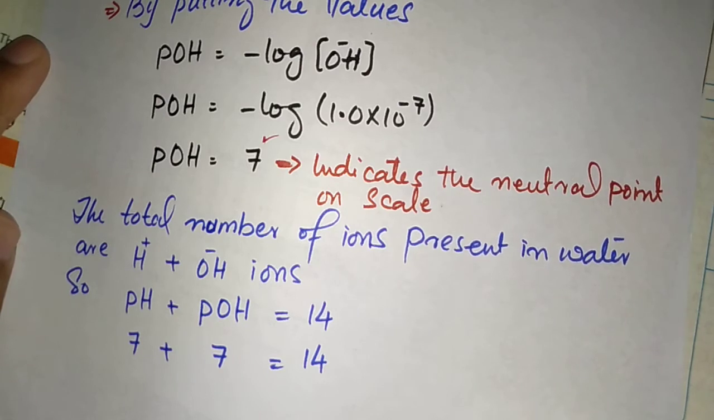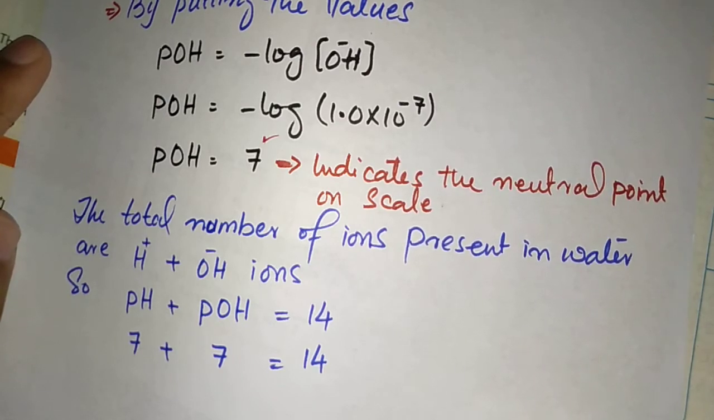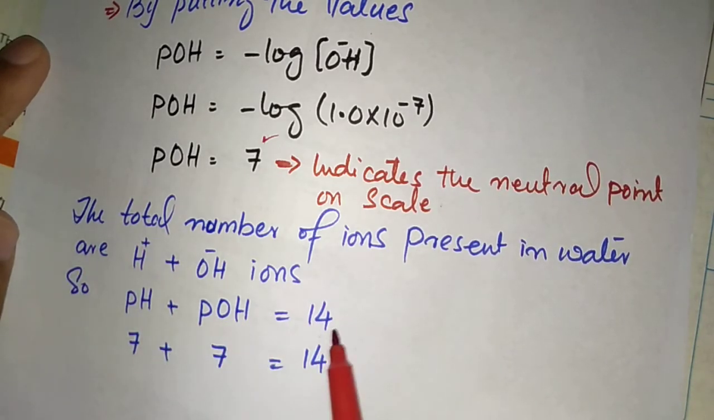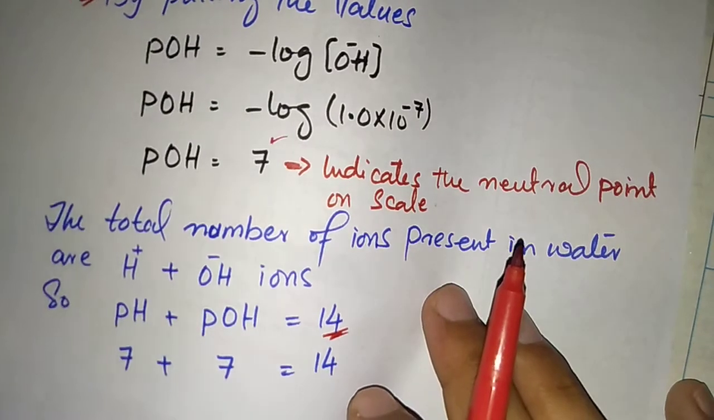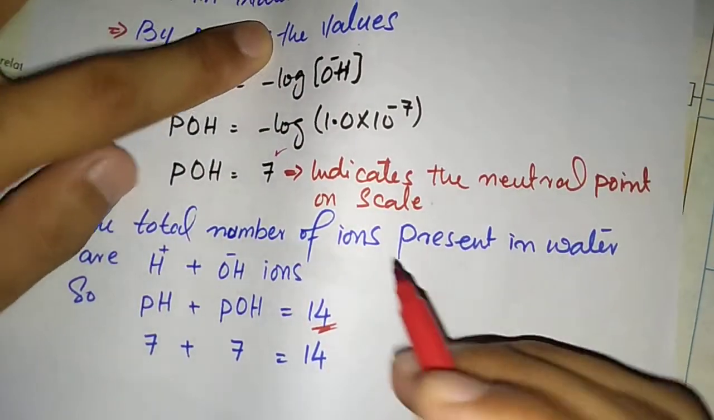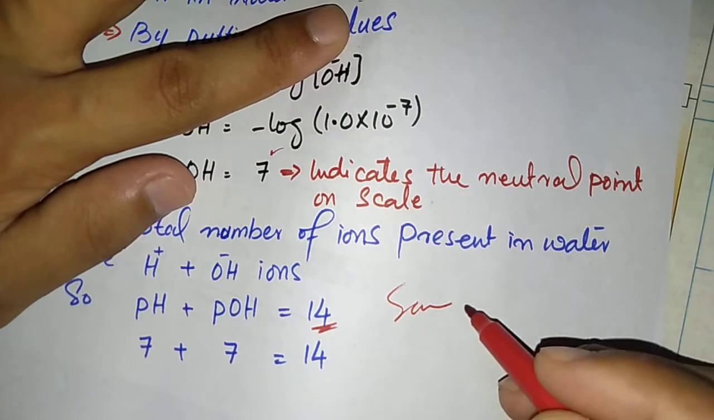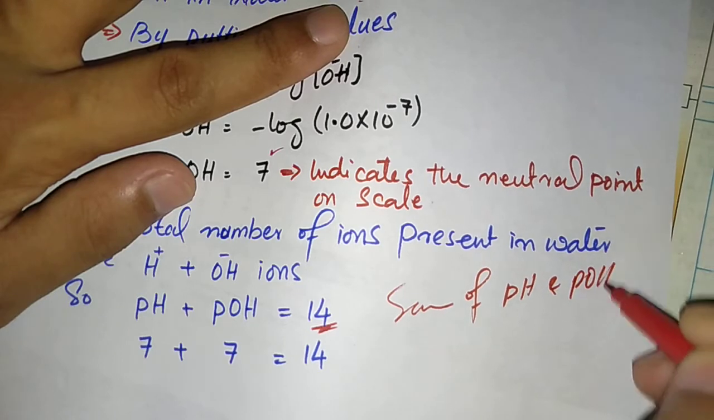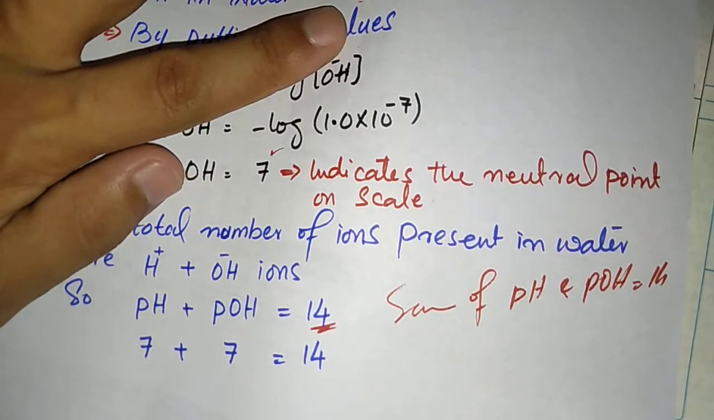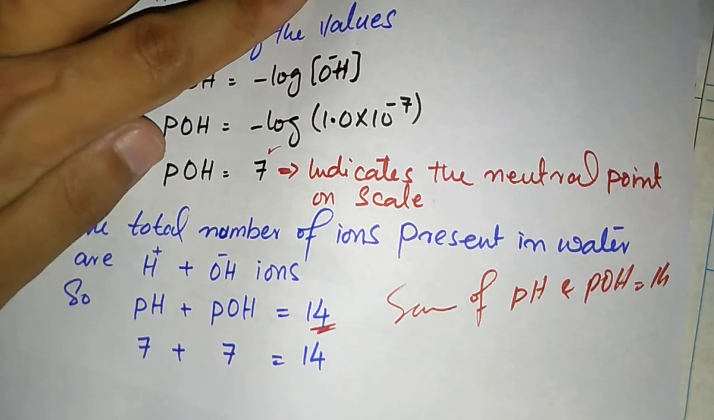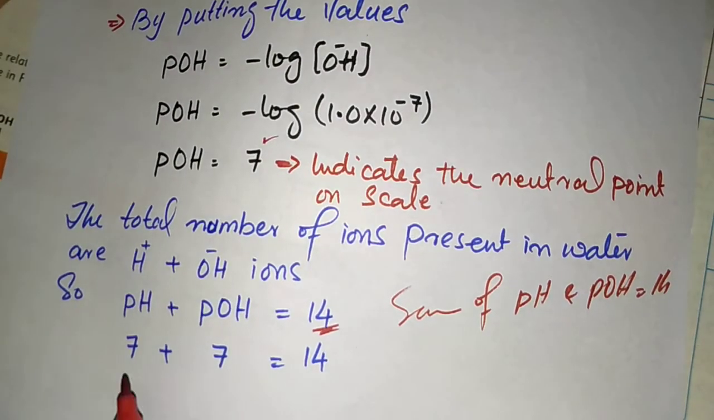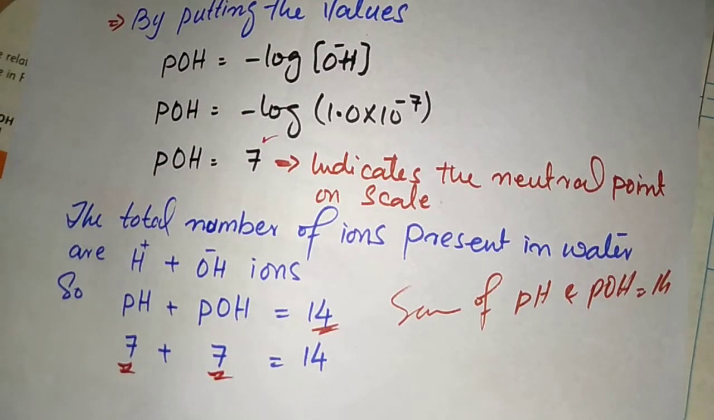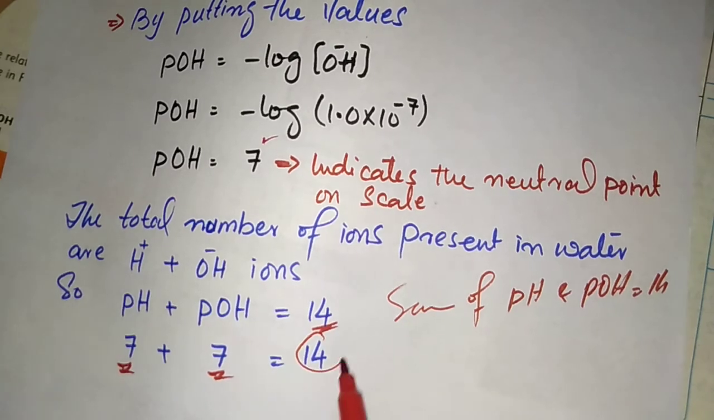Now the total number of ions present in water are hydrogen ions plus hydroxide ions, and when we add their pH and pOH, it becomes 14. So guys, remember always the sum of pH and pOH is equal to 14. When we take their sum, the answer becomes 14. The live example is of water, that the pH of water is 7, the pOH of water is 7, their sum is equal to 14.